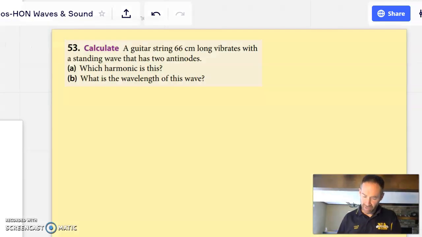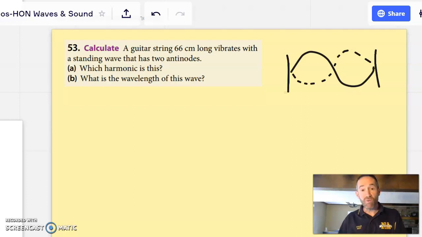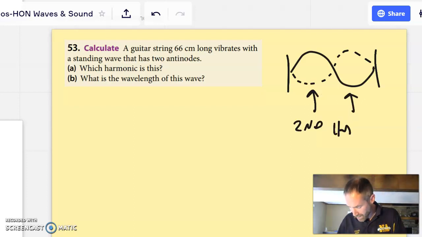On number 53, it says a guitar string 66 centimeters long vibrates with a standing wave that has 2 antinodes. What harmonic is this, and what's the wavelength of the wave? First thing, pause the video and try to draw this for yourself. Here's what I've drawn. It's not beautiful, but there's the 2 antinode second harmonic pattern.